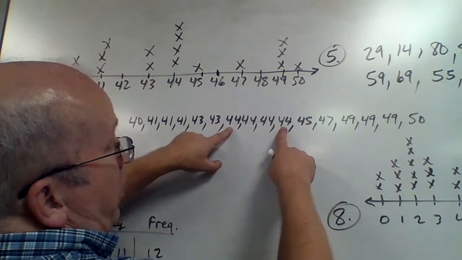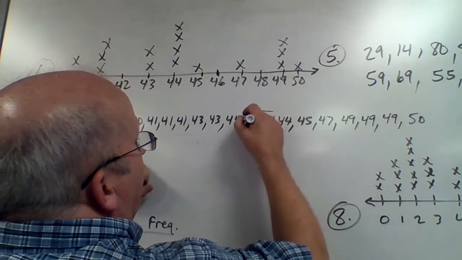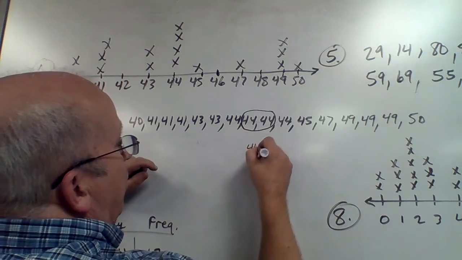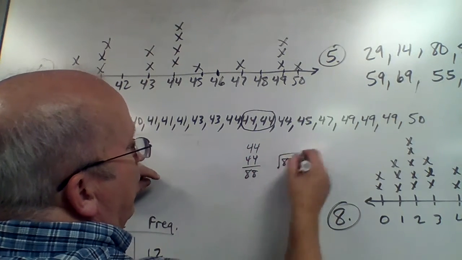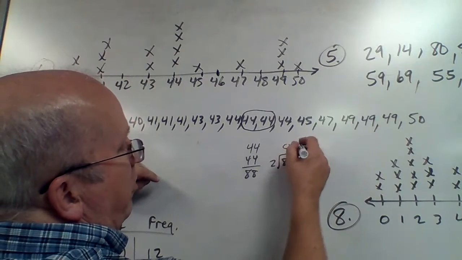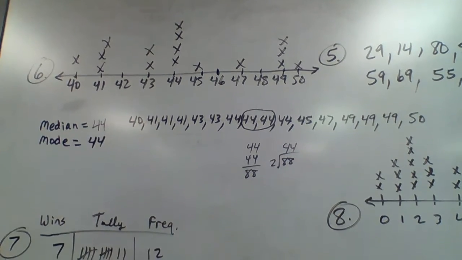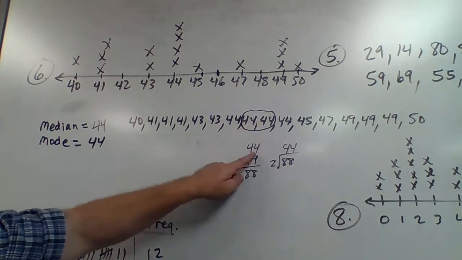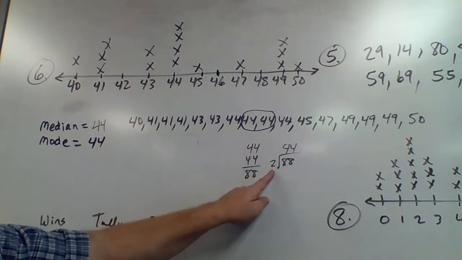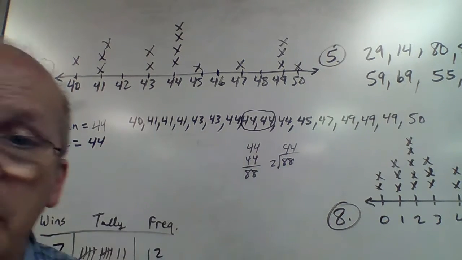Well, the rule is you take these 2 middle numbers when that happens, and you add them up, and then you divide by 2. But this is a pretty easy problem because it ends up being 44 again. So our median is 44. Add up the 2 middle numbers, take that number, and divide by 2. In essence, you're finding the mean of just those 2 middle numbers.